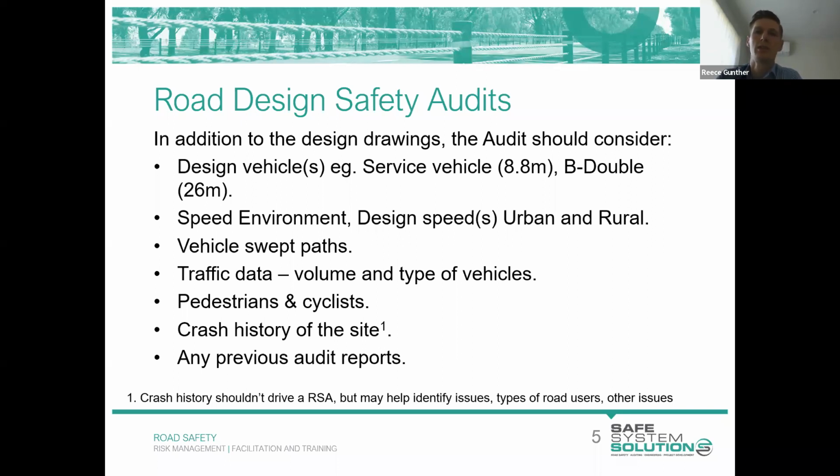Just looking at the crash history of the site, if we have that information, it's important to be looking more towards the trends. So if there's a trend of a particular type of crash that's occurring at a location, does the design address that crash history or that trend? So something to consider when looking at crash history of a particular site, but do note that crashes do have a randomness to them. So it's not the be all and end all.